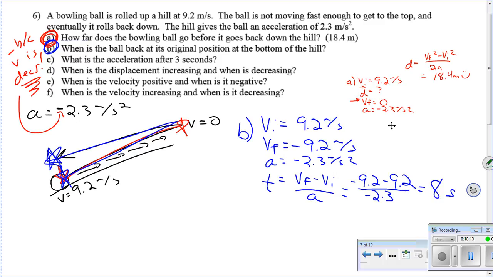All right, question C is dumb. What's the acceleration after 3 seconds? Well, the acceleration is constant. So it's 2.3 meters a second squared.